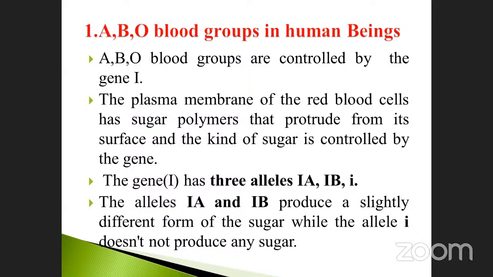So, the ABO blood group in human beings, listen here. The ABO blood group is controlled by the gene I. Note it down, my dears, this is very, very important. The plasma membrane of the red blood cells has sugar polymers that protrude from its surface, and the kind of sugar is controlled.